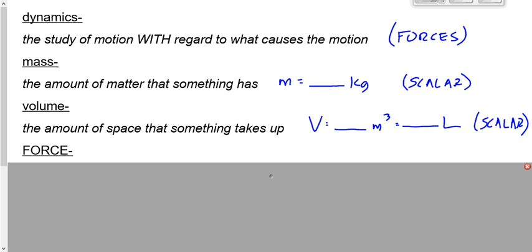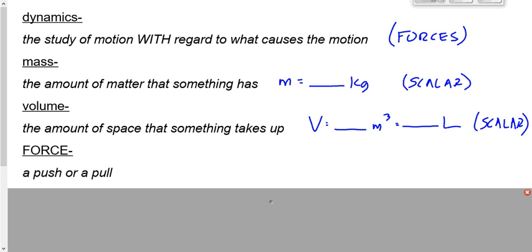Now, here's the big definition, because this is what we're using in the entire unit: force. Force is defined as, same as it was in grade 6, a push or pull. You push something, you pull something. Wind pushes something, wind pulls something. Anything that pushes or pulls something, that's a force. Now, the symbol for force is F, with the little half arrow over top of it.